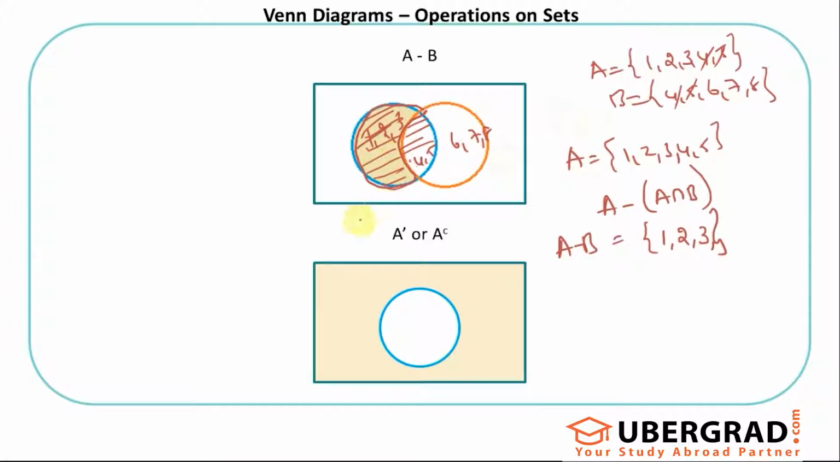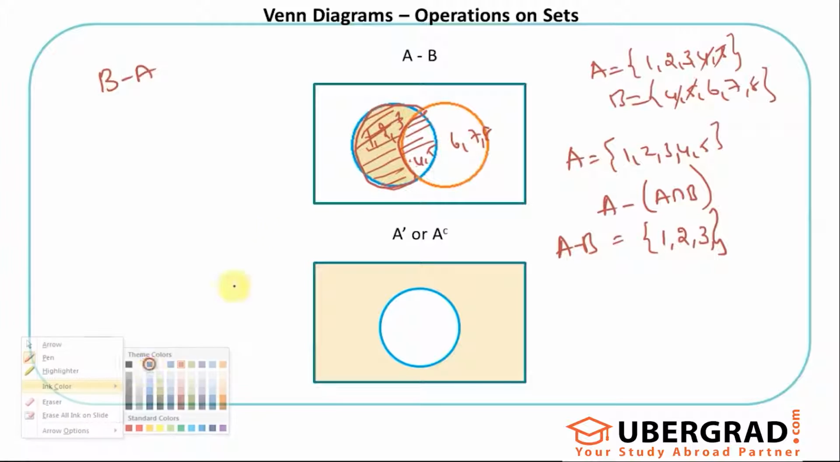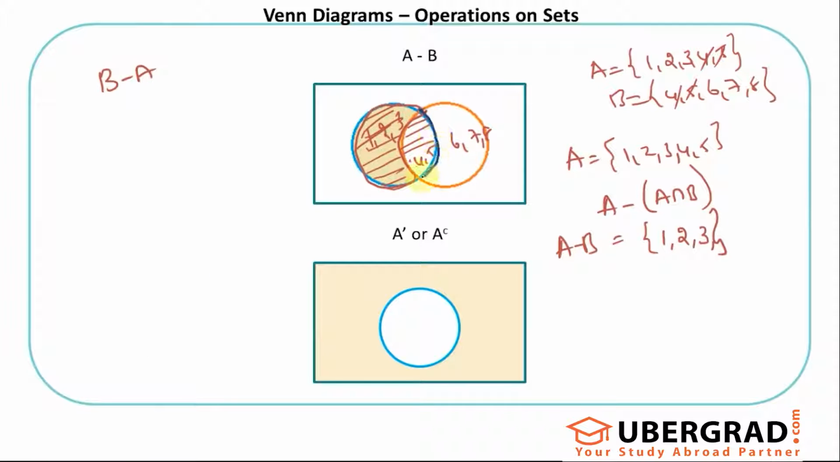And then finally, let me talk about B minus A. What would we get for B minus A? B minus A would be this zone. As I've written, 6, 7, 8 would be the answer, but let me show it again. From B, I should remove only the elements which are present in A. 4 is already there in A, 5 is already there in A, so I would remove them. 6 is not present in A, 7 is not present in A, and 8 is not present in A. So B minus A would come out to be 6, 7, 8.